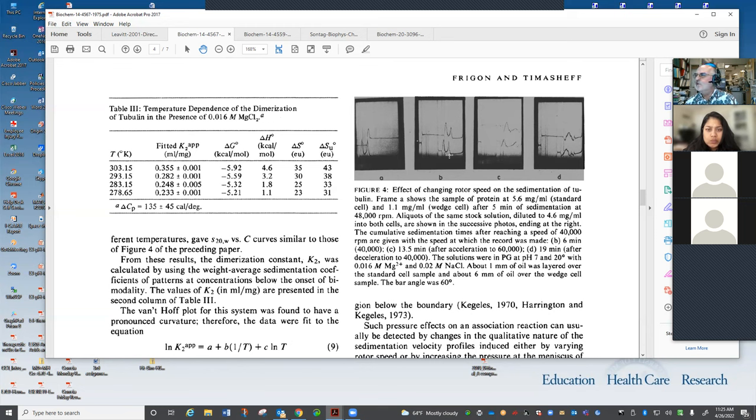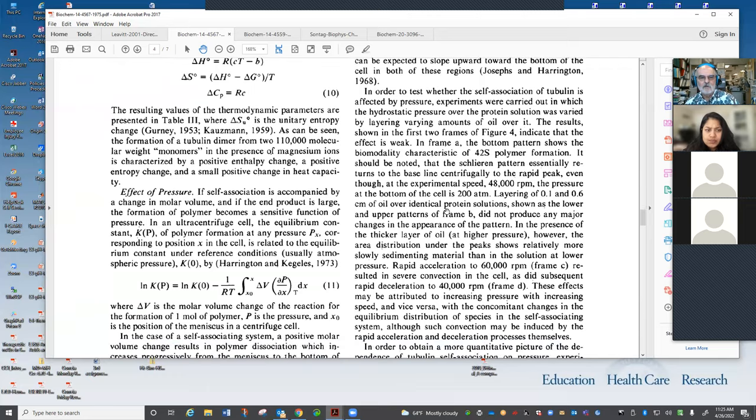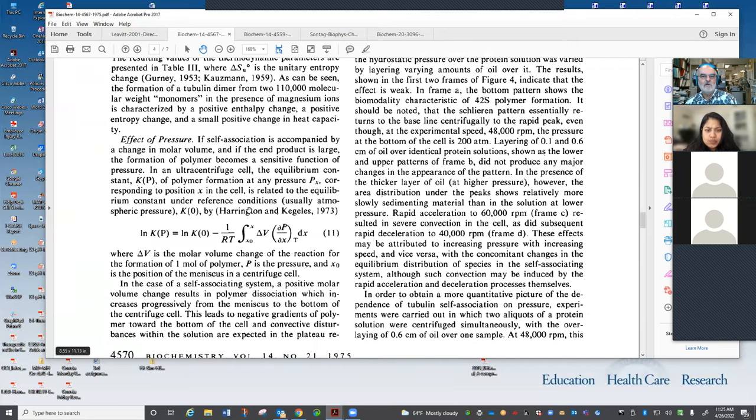And this is the method that Timashev uses, and this is the method that Borisy also used in the rings that they studied with the MAP2. The original work on pressure came out of Bill Harrington's lab at Johns Hopkins in collaboration with a guy by the name of Gerson Kegeles.